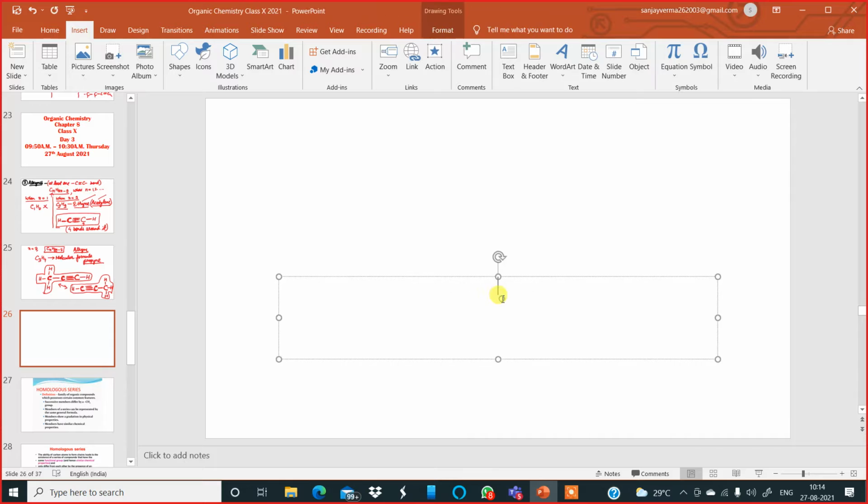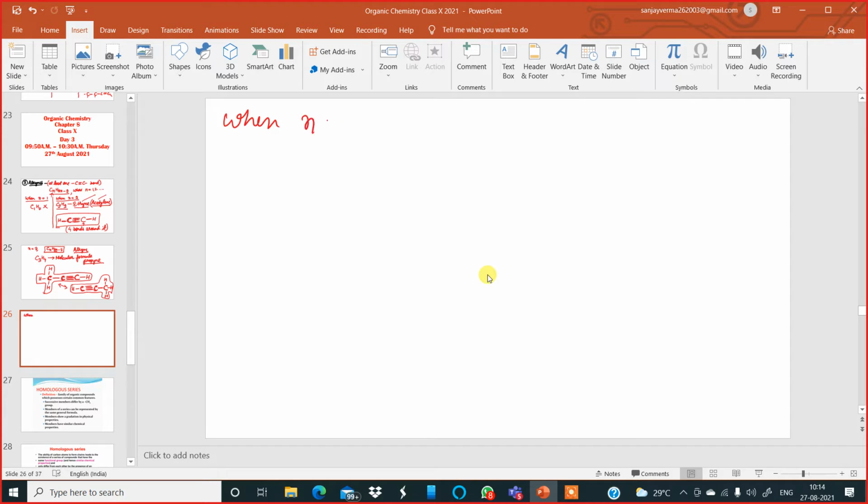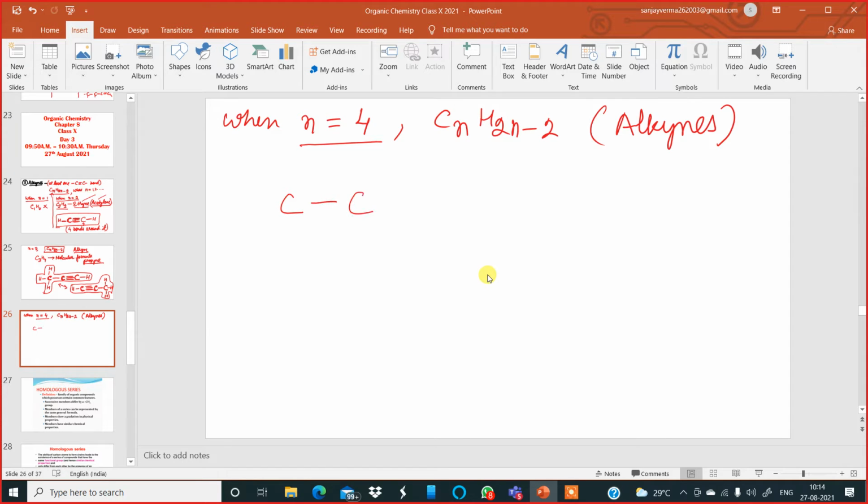So on your screen you can see the next example, when n is equal to 4 now. I'm putting the value of n equal to 4 in the general formula CnH2n minus 2. These are all alkynes. Now, 4 carbon atoms, n is equal to 4. So I first draw the carbon atoms skeleton: carbon 1, carbon 2, carbon 3, carbon 4.